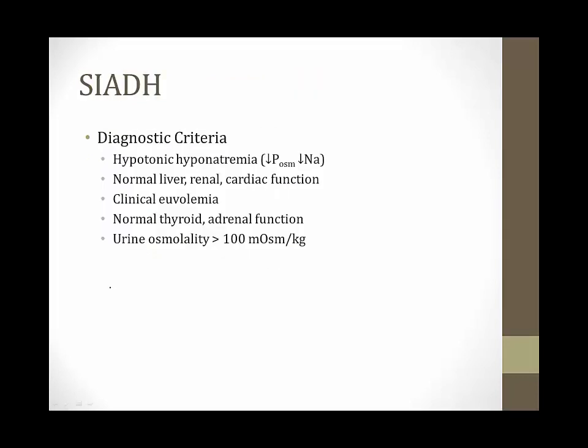So a classic question on rounds in the intensive care unit is to ask medical students or interns for the diagnostic criteria for SIADH. So I've shown them on the screen here so you know what they are. First of all, you have to have hypotonic hyponatremia, meaning you have to have low plasma osmolarity and low sodium level. You have to have normal liver, renal, and cardiac function, so you exclude these organs as causes of the high ADH level. There has to be clinical euvolemia, meaning an absence of signs on physical exam of volume overload. Thyroid and adrenal function must be normal, and the urine osmolality must be concentrated, meaning greater than 100 milliosmoles per kilogram.